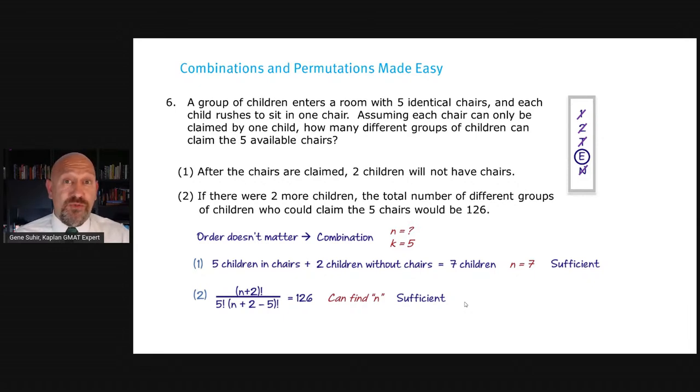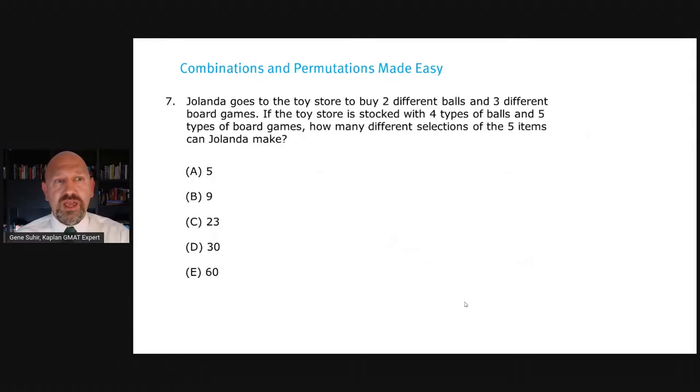So the key here, really for a lot of these, is determine whether it's permutation or combination, whether order matters, permutation, slots, or order doesn't matter, combinations, formula. Sometimes though, in certain problems, you're going to have a few different groups with a few different subsets. Here you're going to have Jolanda having to buy balls out of a larger group and board games out of a larger group. How many different selections of the five items can Jolanda make?